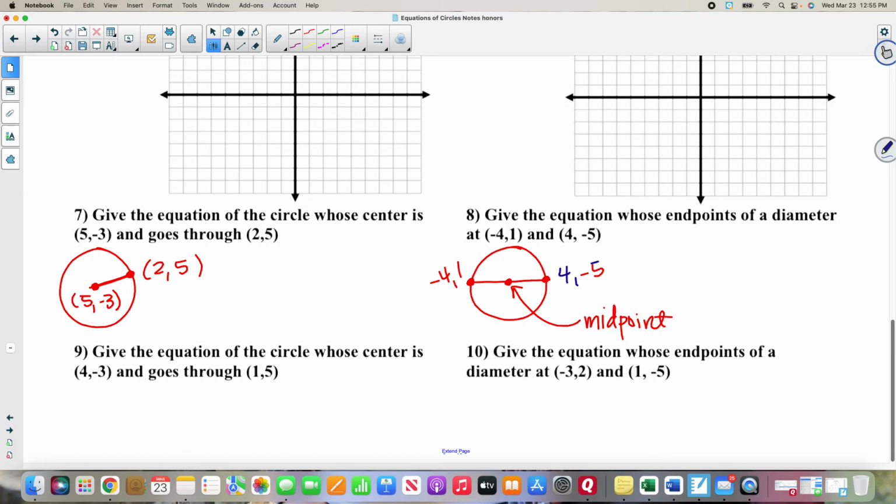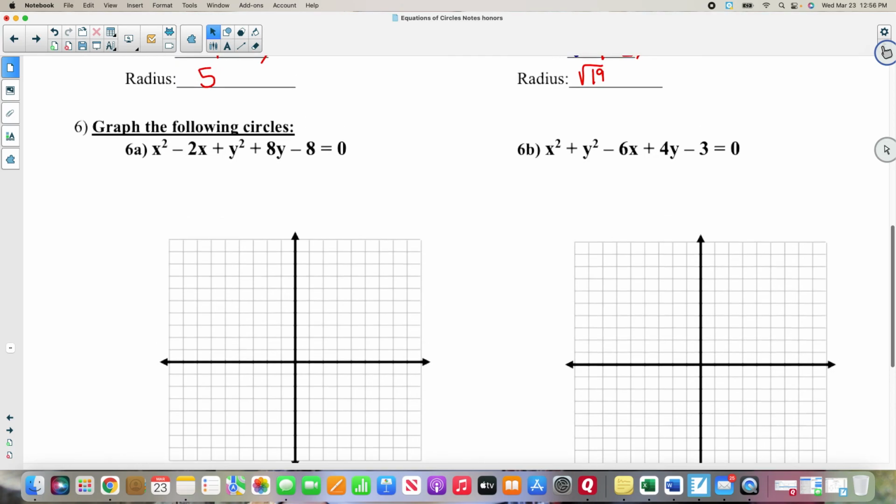I would make sure that I knew the equation of a circle before I came in here. X minus h squared plus y minus k squared equals r squared. It's on the front of the sheet. And I would be able to complete the square without a number in front of x or y. So at this point, I feel like you should be able to work this problem, 6A or 6B, without my help.